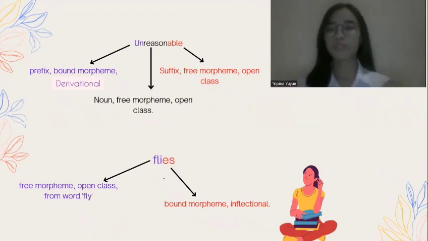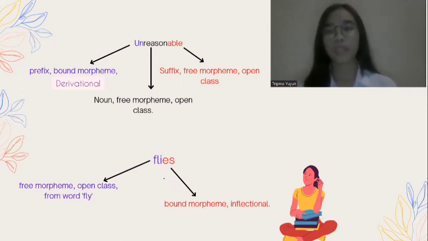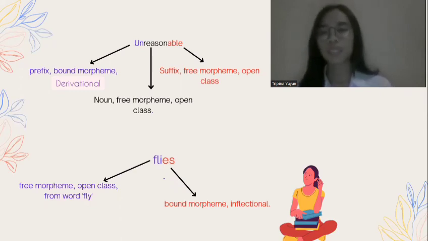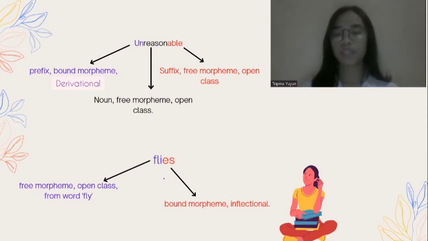Okay, next from the word flies. In the previous slide, we already know that there are two morphemes in the word flies, which are fly and the suffix es. The morpheme fly is a free morpheme because it already has its meaning, so you don't need to combine it with another word or morpheme to have meaning. And it's from open class because the word fly cannot be divided anymore, and it doesn't mention the preposition, the pronoun, or the article.